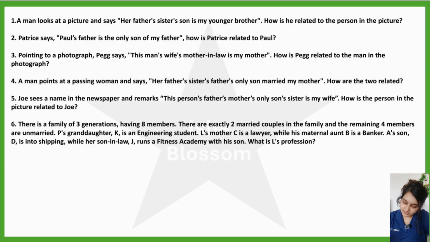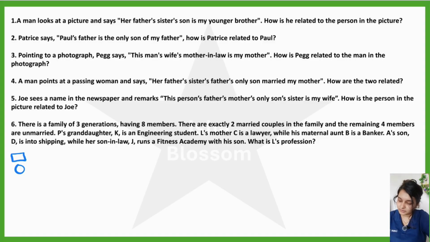First question says, a man looks at a picture and says, her father's sister's son is my younger brother. How is he related to the person in the picture? Okay. So, usually in relationship problems, what I do is I denote male by a square and female by a circle. It just makes it easier. And normally, I try to solve the sum by considering myself in the problem.